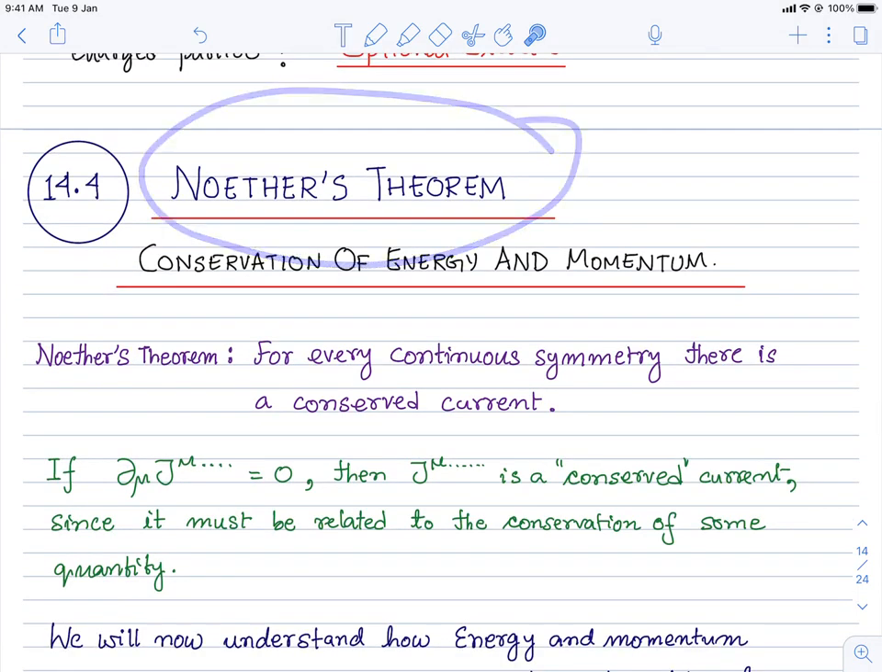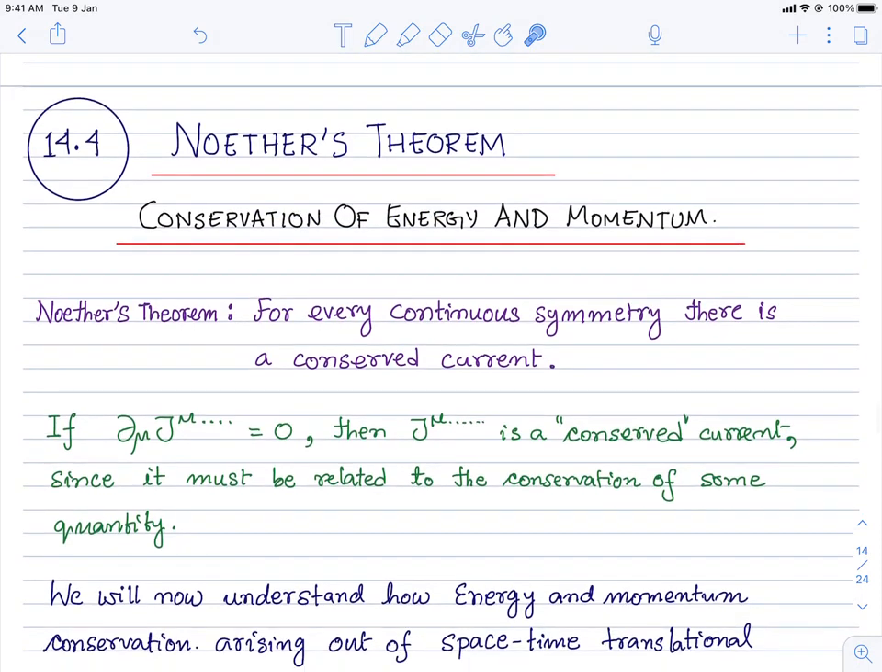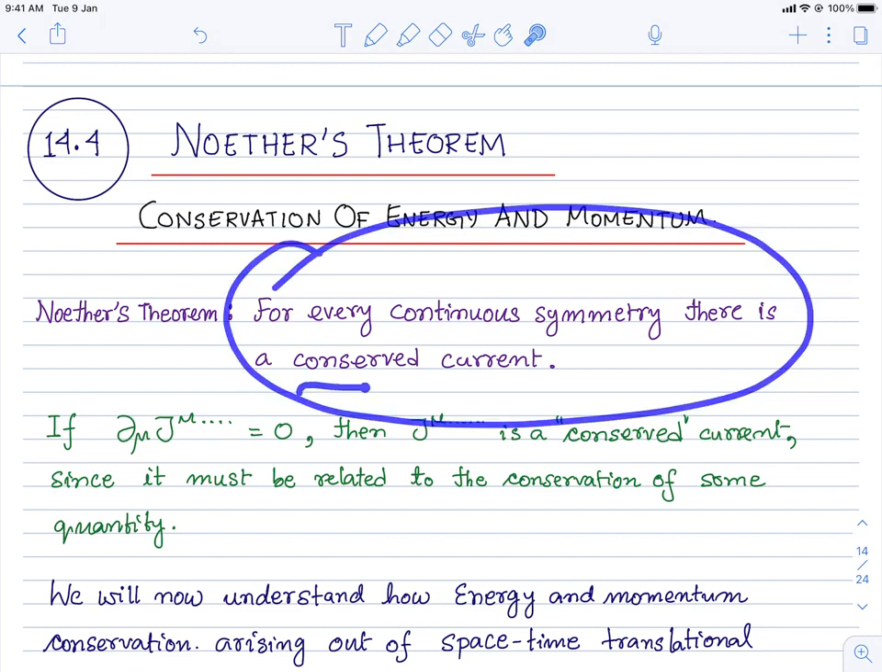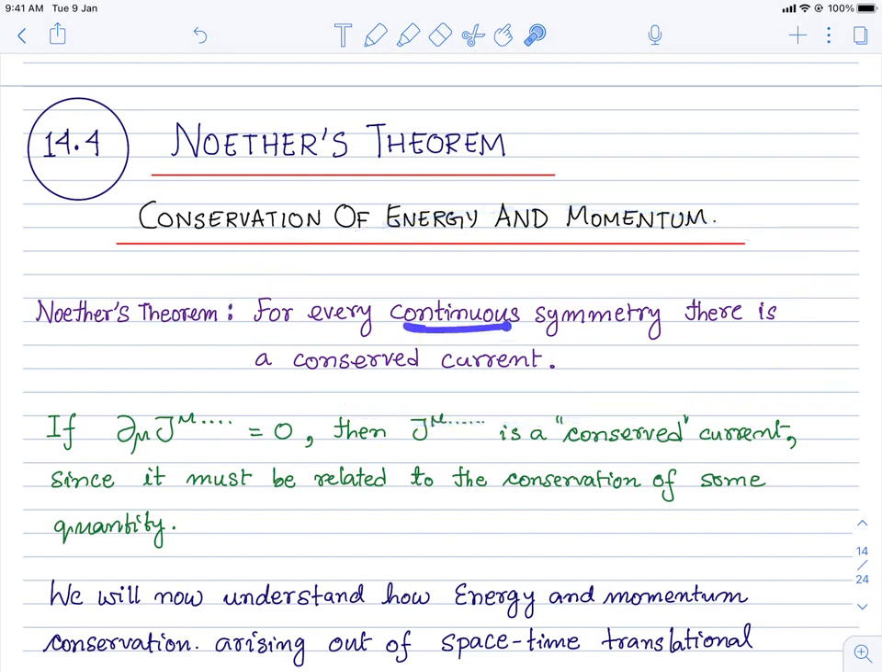We want to discuss Noether's theorem a little bit. I want to give you a little bit of an idea of whatever we can do with our present knowledge. Of course, there are things that are beyond the scope of this course, but I'll try to give you a little bit of an idea about what goes on. So Noether's theorem tells us that for every continuous symmetry, there's a conserved current. And this is very important: continuous.